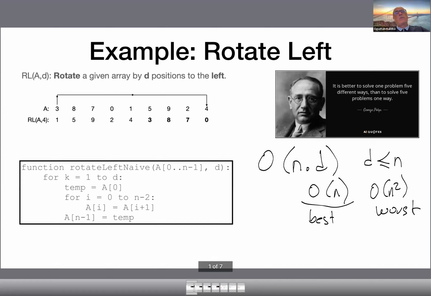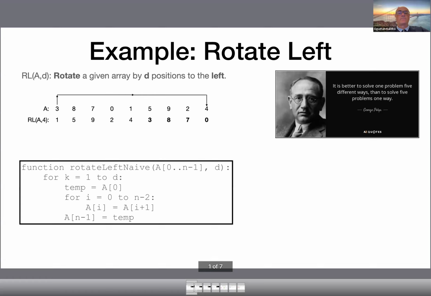Whenever I have an algorithm, I should always consider what the worst case and the best case would be. Usually, we mostly focus on the worst case, and we can say that the naive rotate left algorithm is a quadratic time algorithm in the worst case, and it's upper bounded by O(n times d). How about the space complexity?